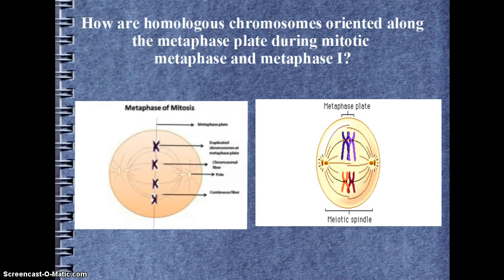How are homologous chromosomes oriented along the metaphase plate during mitotic metaphase and metaphase 1? In mitosis, chromosomes are duplicated to create 2 sister chromatids. The individual chromosomes are lined up at the metaphase plate during metaphase.